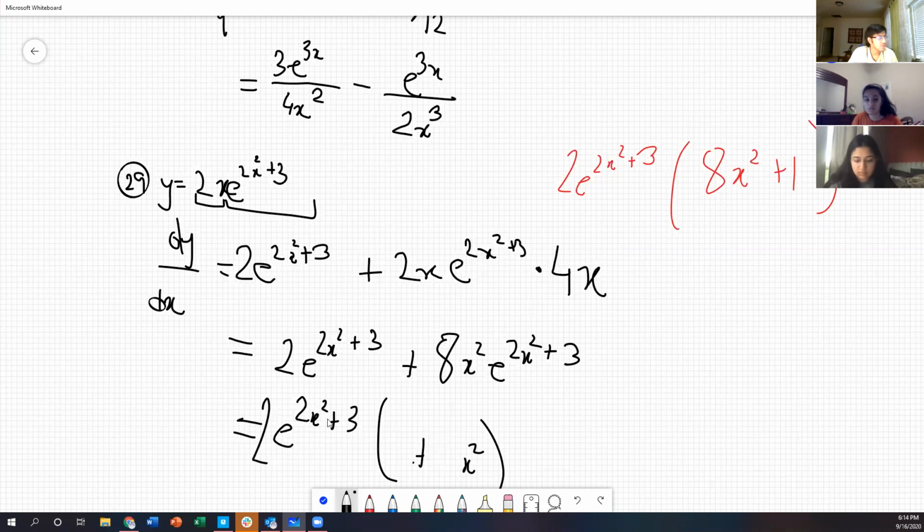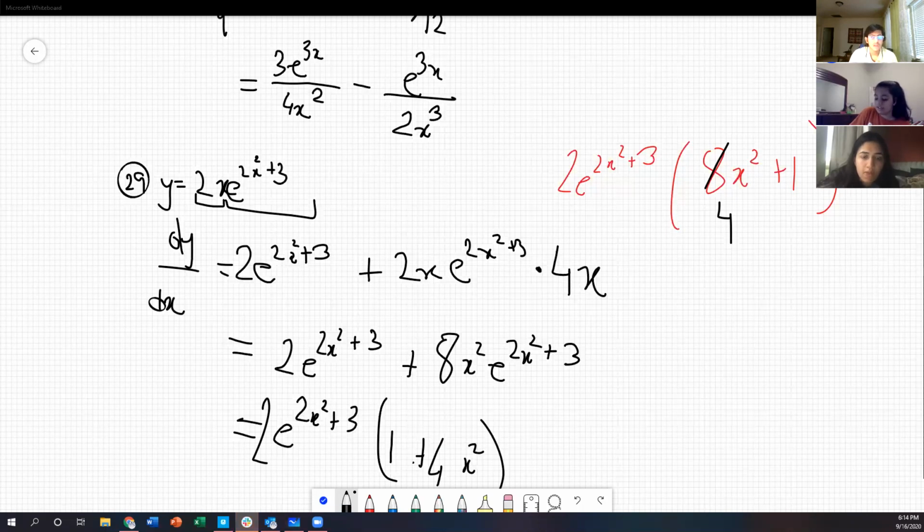So it should have been 2 e to the 2x squared plus 3 times 1 plus 4x squared. So this should still be a 4, but then it would be correct, I believe. Unless I did something wrong. Does this look right? It looks right. I'm pretty sure it is. Yeah, it looks right, okay.